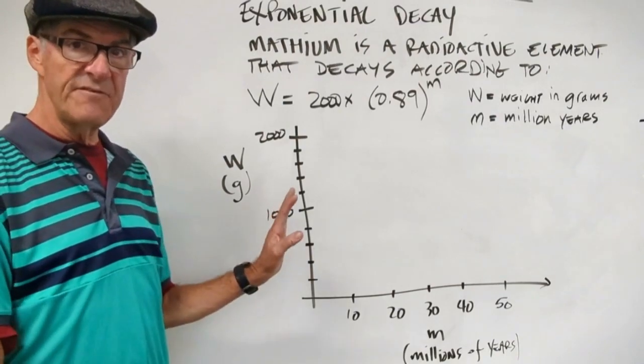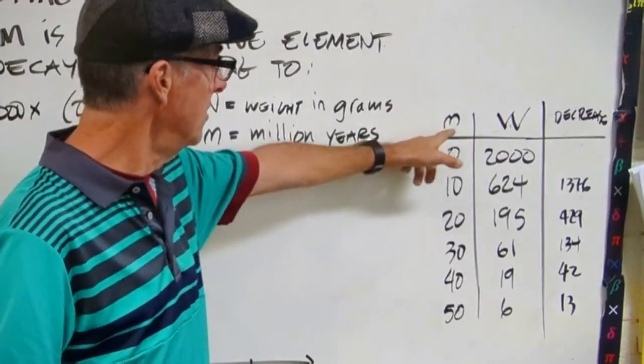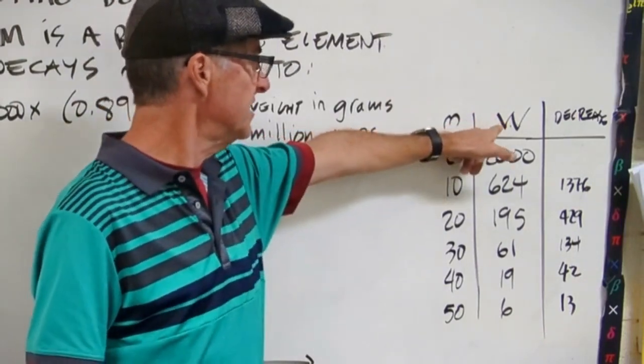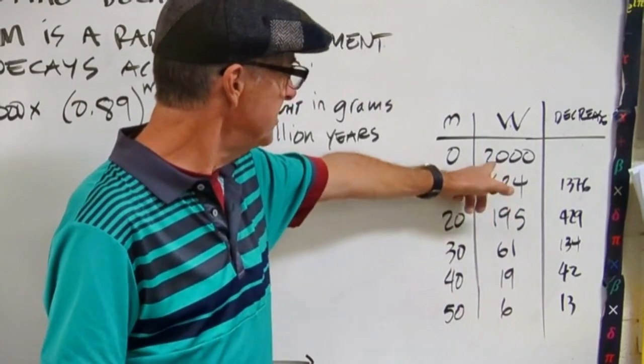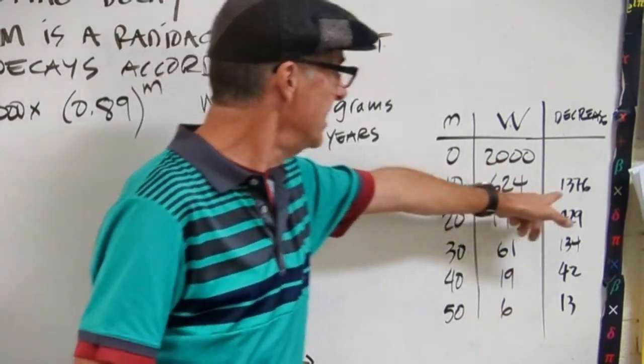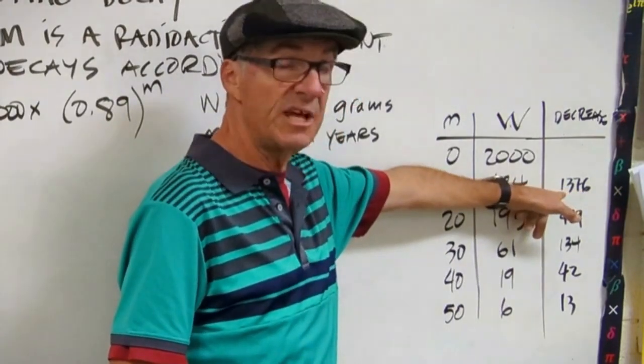All right, before we look at the graph, I want to show you my table that I made over here. I went ahead and transferred my data over. This is millions of years, that's the weight in grams. And those are the results of our calculation. The amount of decrease from 2,000 to 624 is 1376. So we lost that much in the first 10 million years.